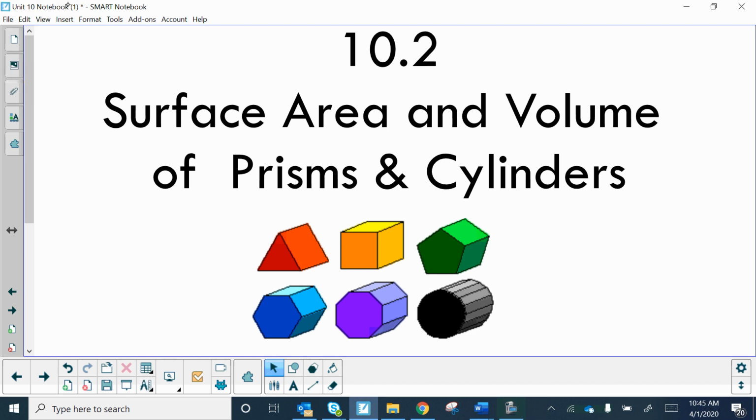All right, guys, this is going to be the next lesson for 3D figures. We're going to start finding the surface area and the volume of prisms and cylinders only. Prisms and cylinders, those two are closely related, so hopefully it'll be an easy lesson.